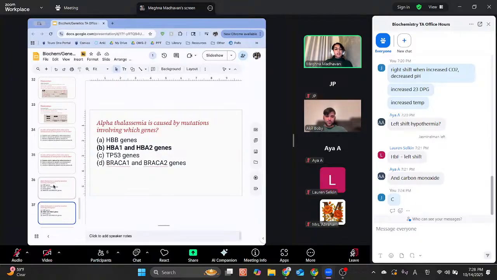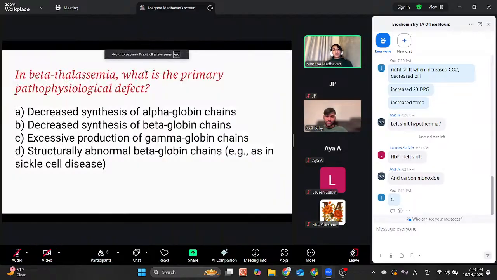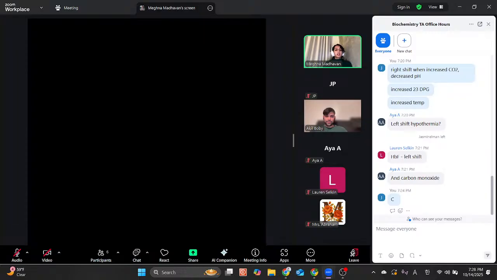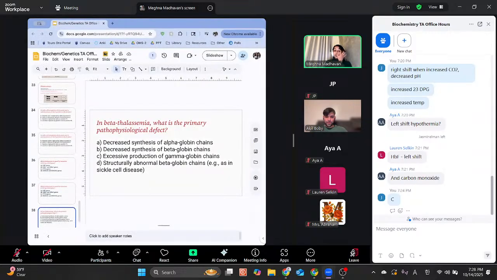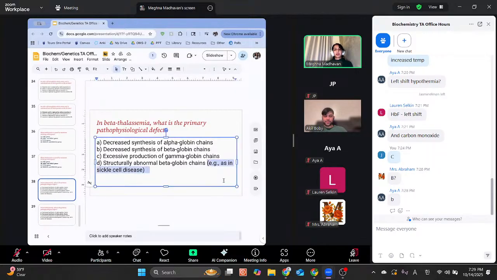Then there's one more question. In beta thalassemia, what is the primary pathophysiological defect? Is it B or D? Anyone? Quick answer? Okay. Well, it should be B, because it's not the abnormality, which is what's in sickle cell. Maybe I'll take this part out to make the question harder.